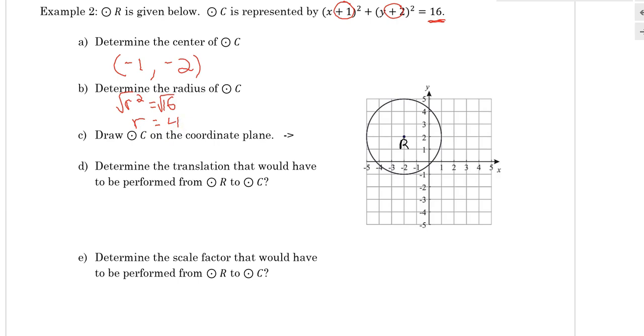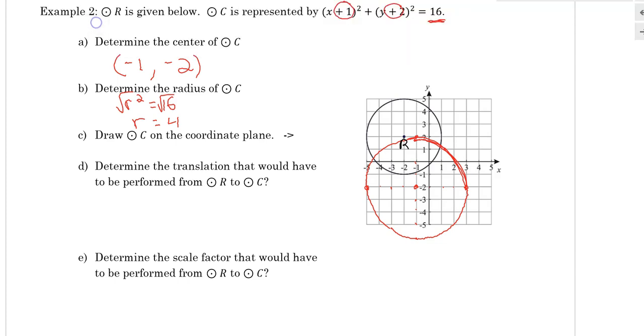So now I'm going to draw C. I'm going to go to -1, -2, and then go over 4: 1, 2, 3, 4. 1, 2, 3, 4. Oh, it goes off a little bit. That's okay. There's our wonderful C.